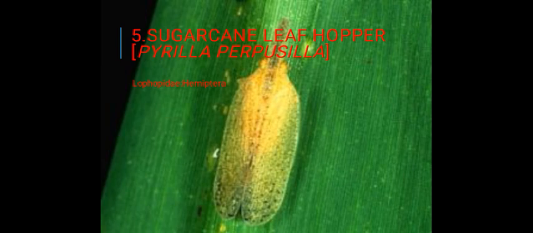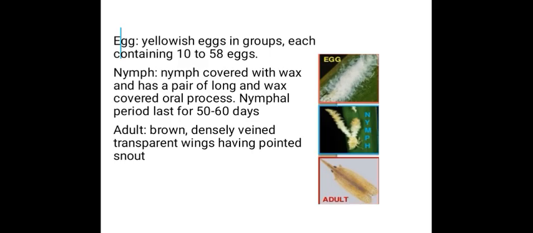Sugarcane leaf hopper. Yellowish eggs in groups, each containing 10 to 58 eggs. Nymph covered with wax and has a pair of long wax-covered oral processes. Nymphal period lasts for 50 to 60 days. Adult brown, with densely veined, transparent wings and a pointed snout.